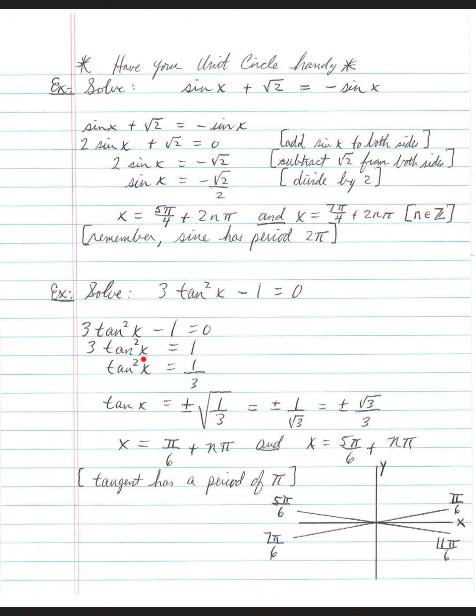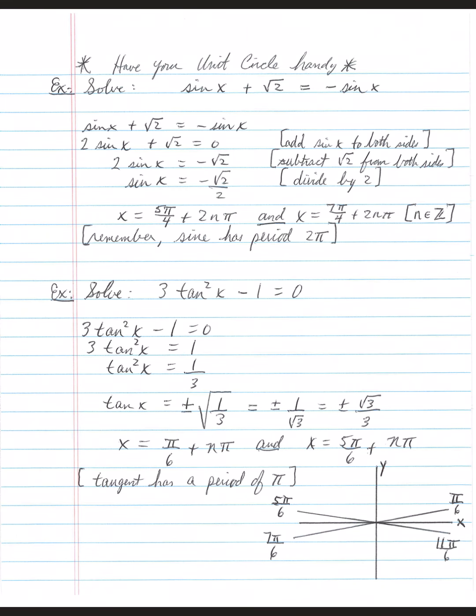To get it to tan x, we need to square root. From algebra, when you square root, you have positive, negative, square root, in this case 1/3. So tangent x equals positive or negative square root of 1/3. Well, what's the square root of 1? That's 1. Square root of 3, that's irrational. Rationalizing gives us this familiar looking fraction of square root of 3 over 3. Positive negative square root of 3 over 3 occurs at 4 angles on the unit circle.